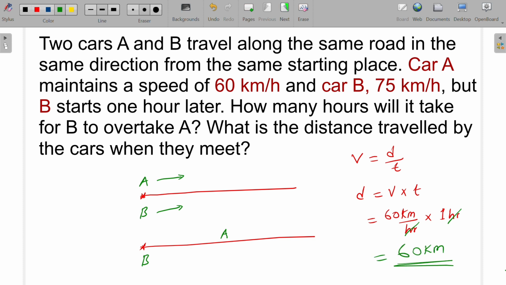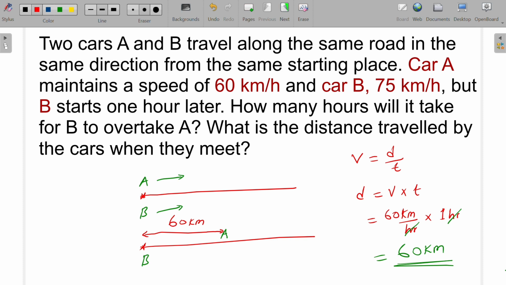So let's also bring this on our diagram. We are saying the distance that car A has covered from the starting point is 60 kilometers. So we can see this is the distance gap that we have between car A and car B. Before B starts to move, car A has covered a distance of 60 kilometers. Yeah, so that's our first step.